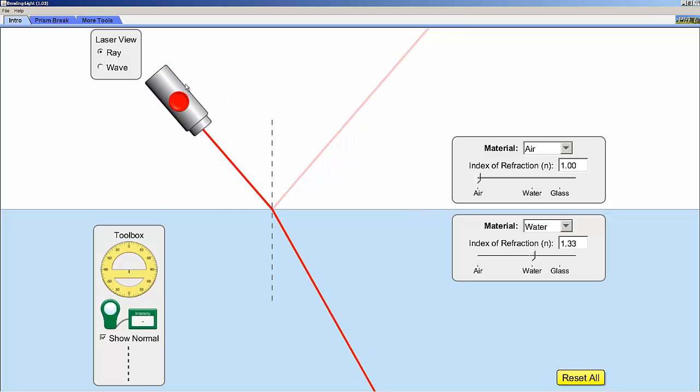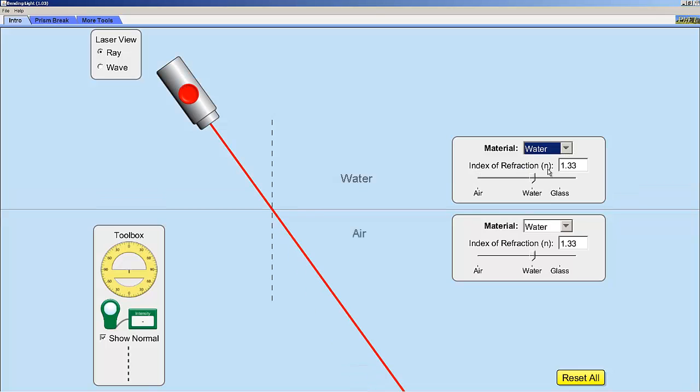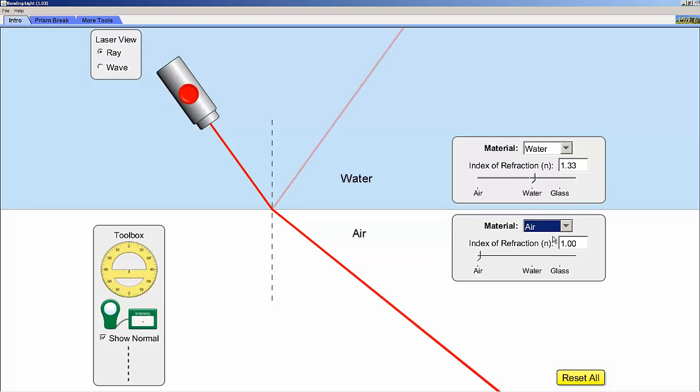Now this is even more pronounced in a situation where we invert everything. So let's assume that the beam is starting in water and it's heading towards air. Okay, so we see this reflection going on. We're going from a denser material to a less dense material, air, which by the way, we always say that the index of refraction for air is the same as the vacuum. It's a very slight difference.